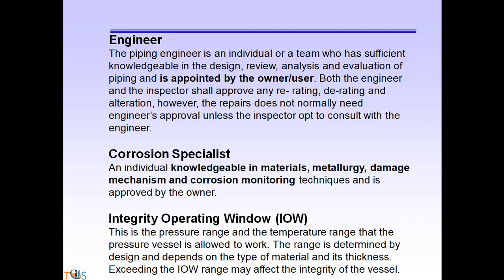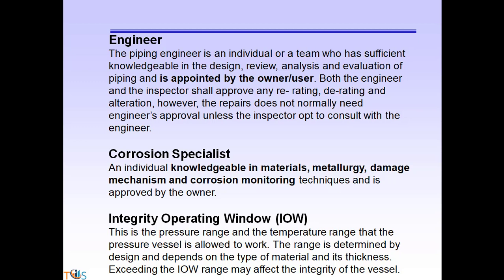Engineer is the one appointed by owner user and is an individual or a team with sufficient knowledge in design, review, analysis, and evaluation of piping. So both the engineer and the inspector shall approve any re-rating, derating, and alteration. However, repairs do not normally need engineer's approval unless the inspector chooses to consult with the engineer. Corrosion specialist is an individual knowledgeable in materials, metallurgy, damage mechanism, and corrosion monitoring techniques, and is approved by the owner, again like the engineer.